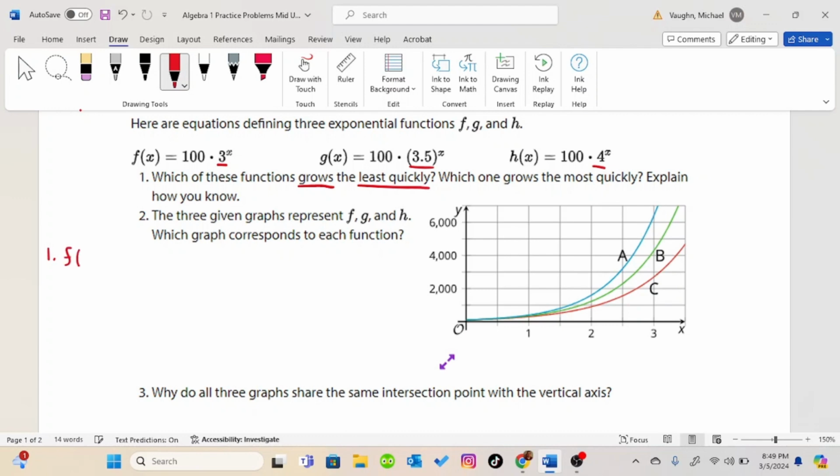So f of x grows the slowest because it has the smallest growth factor.